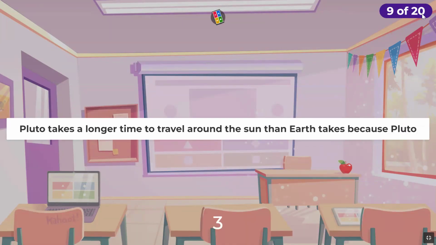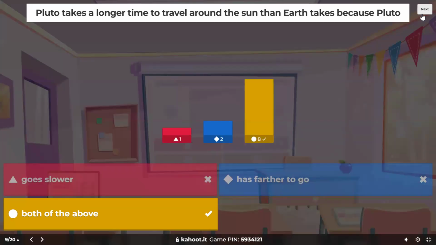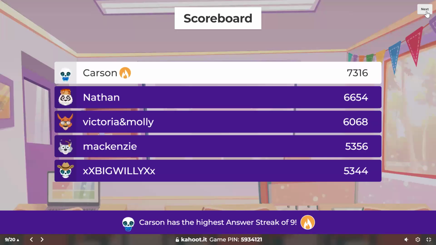Pluto takes a longer time to travel around the sun than Earth because Pluto... yeah, both of those together. It is going slower, right? It's so far out, has a slow orbital speed, but also it has a huge circumference around its orbit, a huge 2 pi r. Right? So for both those reasons, has further to go, it's going slower. Right? I checked on Google earlier. I think it was 248 years it takes Pluto to go around. It's more than 200 years for Pluto to go around.